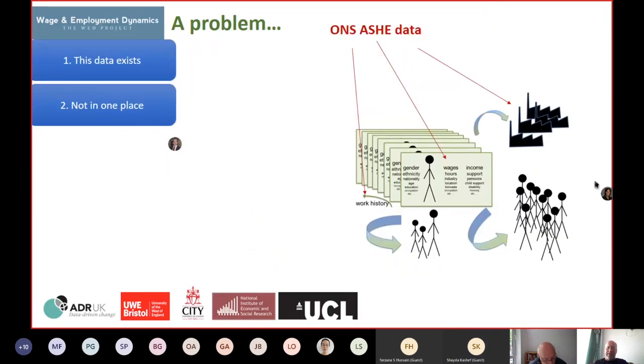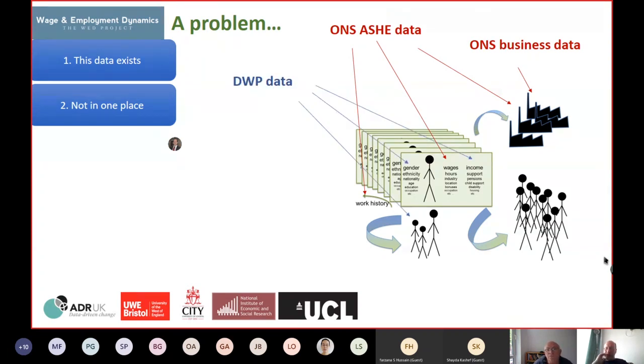So ONS ASHE, the Annual Survey of Hours and Earnings, gives you really detailed information on the workplace characteristics and the employment and earnings characteristics of an individual. Lots of details on wages and hours, the sort of organisation they're working for, and best of all, we have the same people followed for up to 40 years. So a phenomenal research resource in there. We've also got ONS business data, so much more information about the businesses. And there is potentially a link between those.